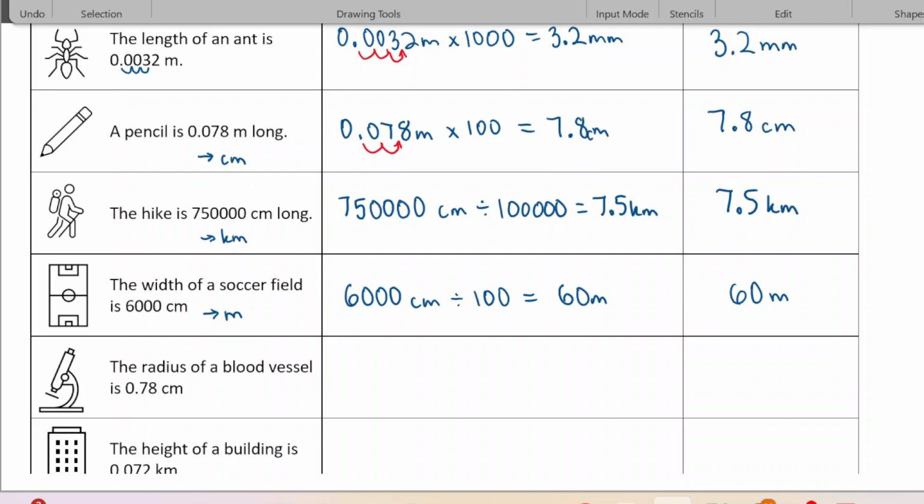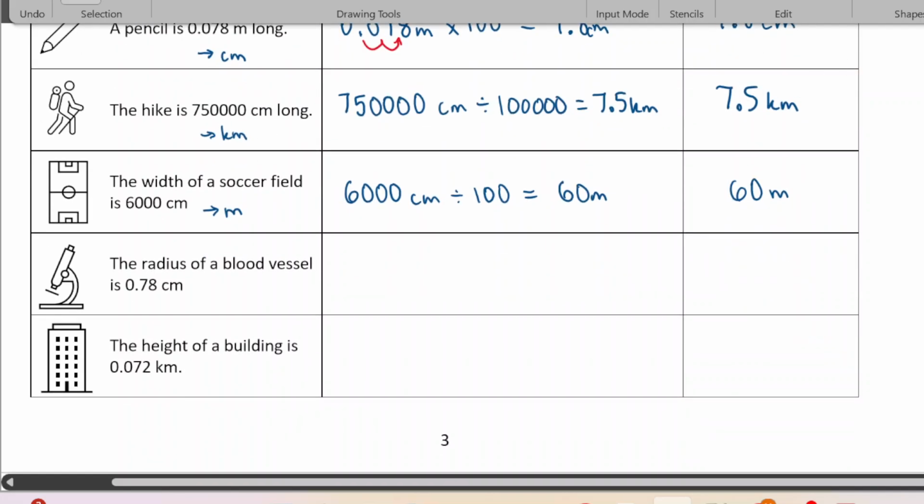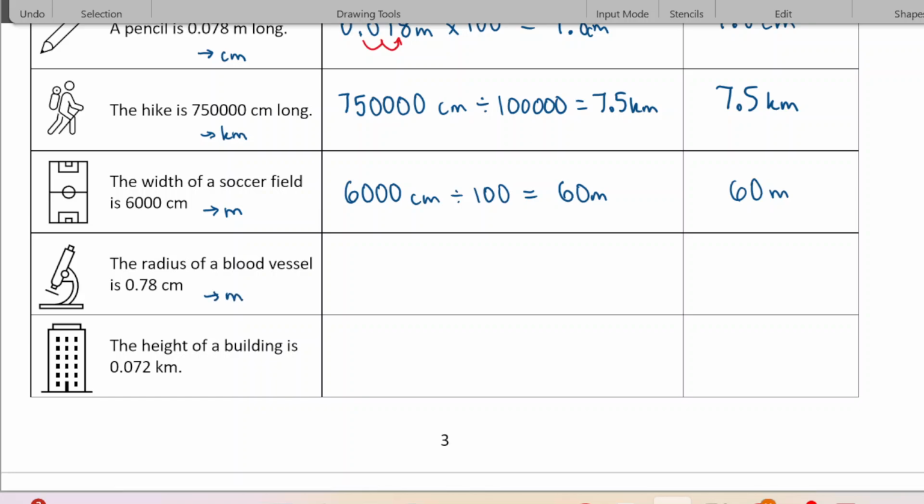The radius of a blood vessel. Blood vessels are very tiny, probably wouldn't measure that in centimeters. You'd probably measure that in millimeters. So we're going to multiply by 10. There's only 10 millimeters in a centimeter. So 0.78 centimeters times 10, 7.8 millimeters.